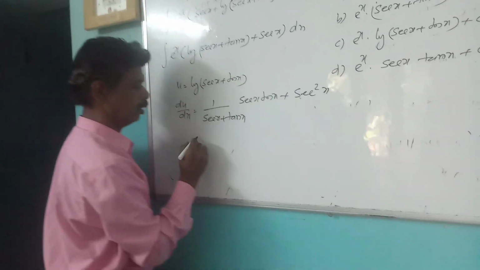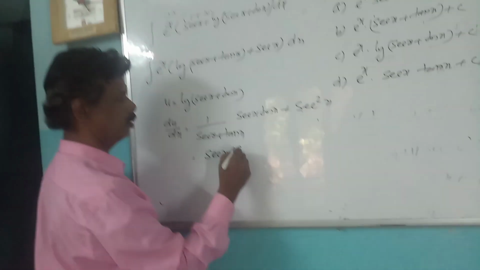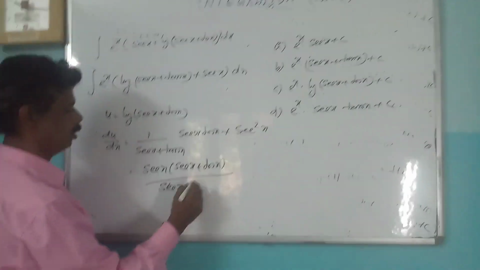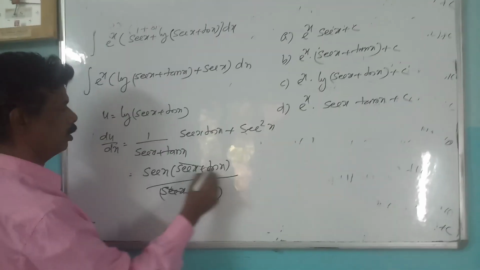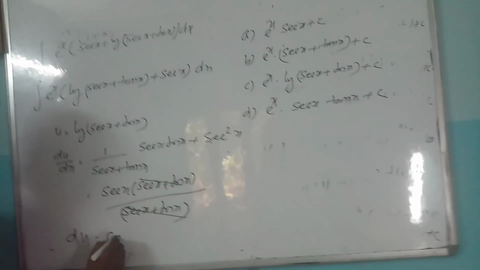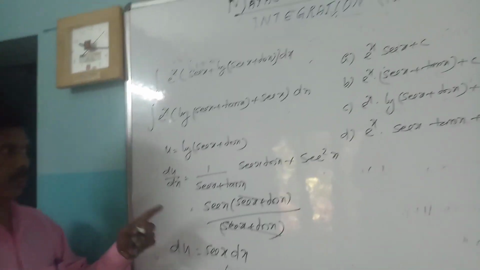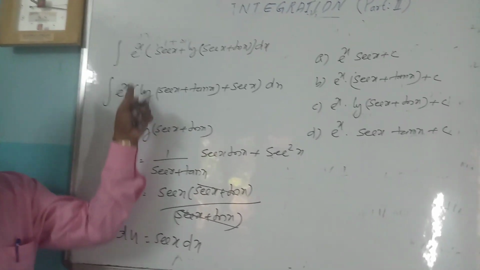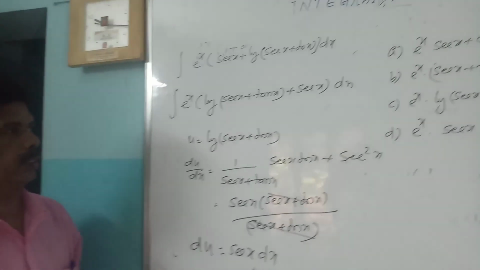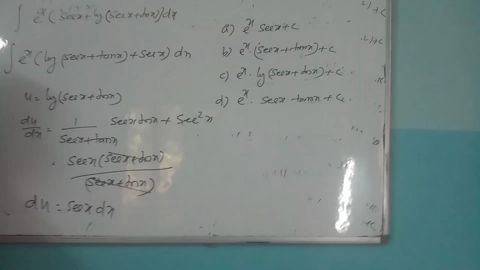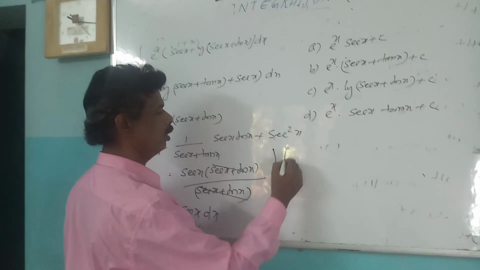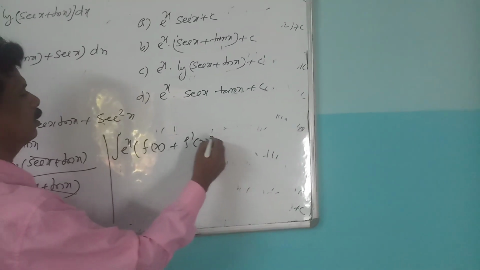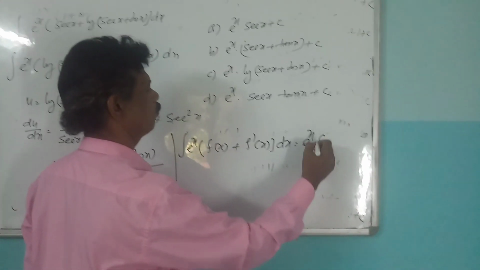Take this sec x as a common term, then sec x out of sec x plus tan x, sec x plus tan x divided by sec x plus tan x. We can cancel this term, that is du equal to sec x dx. So sec x is the derivative of log of sec x plus tan x. By the integration formula, integral of e raised to x into f of x plus f dash x dx is equal to e raised to x f of x plus c.